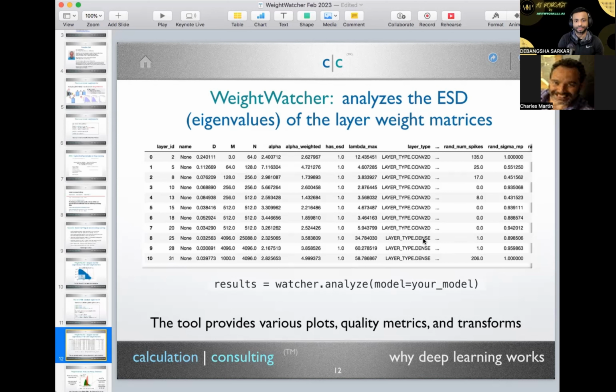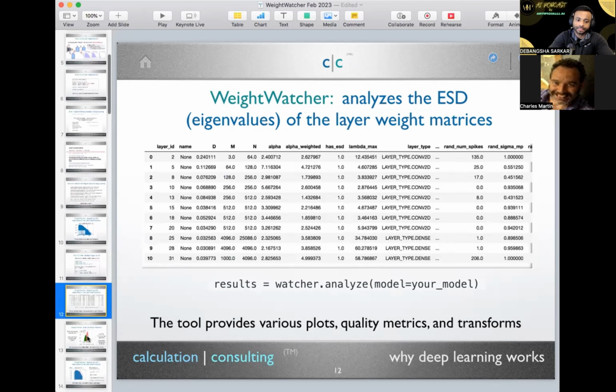And what you're going to get are these quality metrics. Alpha is the power law exponent. Alpha weighted is a weighted average, a scale-adjusted power law. Lambda max is the spectral norm. These spikes are what we think might be evidence of overfitting. So we get a number of different metrics when you run the tool.